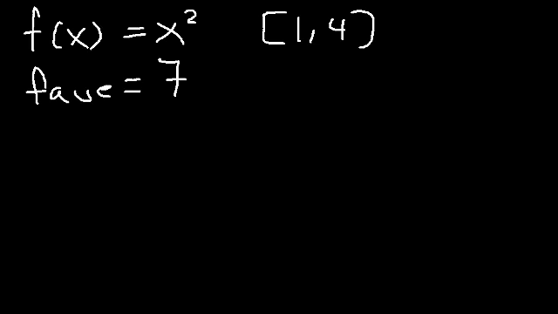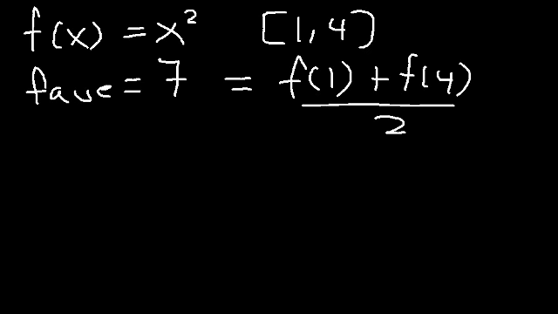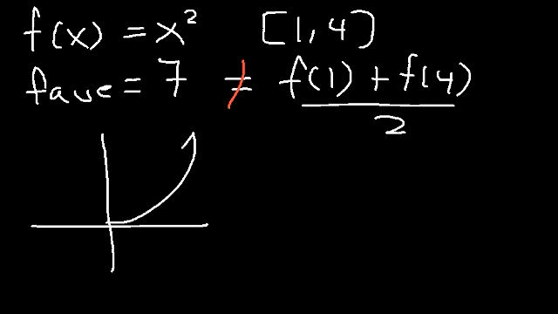So notice that in this case, the average y value of the function is not equal to the average of f of 1 and f of 4 divided by 2. The reason for this is the function doesn't have a constant slope. The slope of the function changes. This function is increasing at an increasing rate.